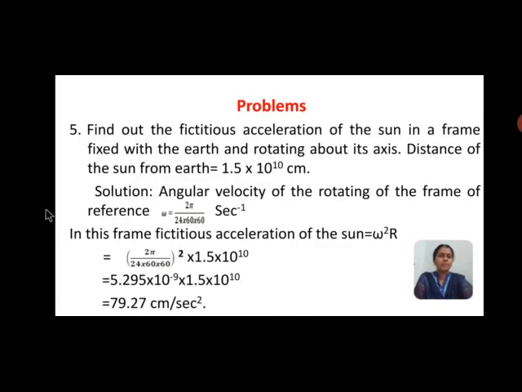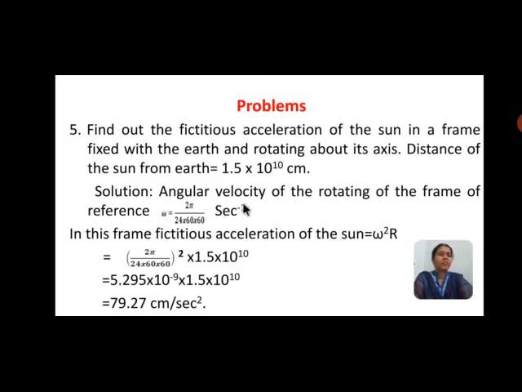That is the fifth problem. In this one, find out the fictitious acceleration of the sun in a frame fixed with the earth and rotating about its axis. So the distance of the sun from the earth is 1.5 into 10 to the power of 10 centimeter. What are the given data here? Only the distance of the sun from the earth is given here. Now what we have to calculate? We have to calculate the fictitious acceleration of the sun here. So what is our solution?